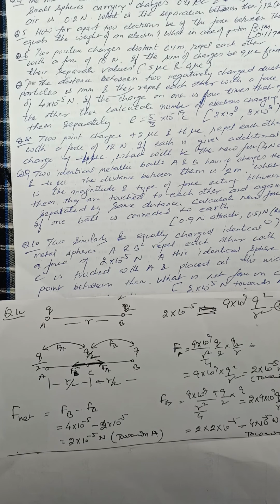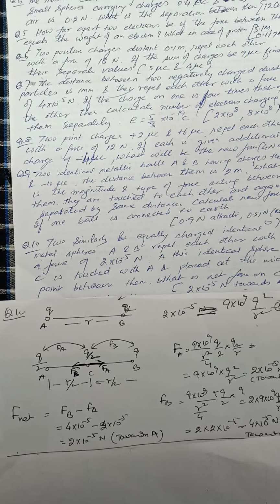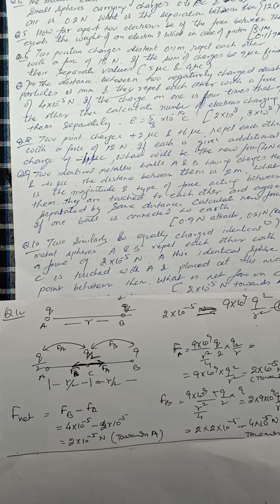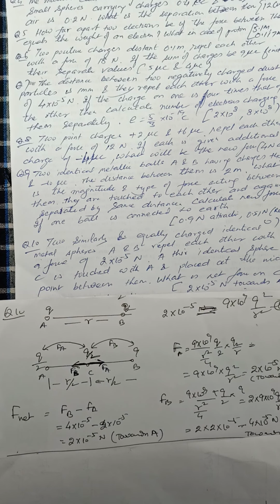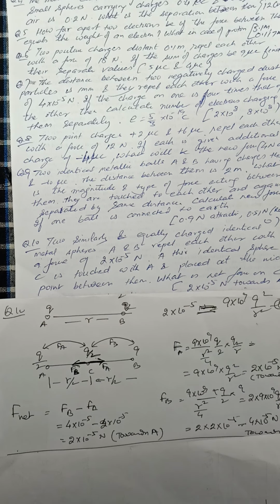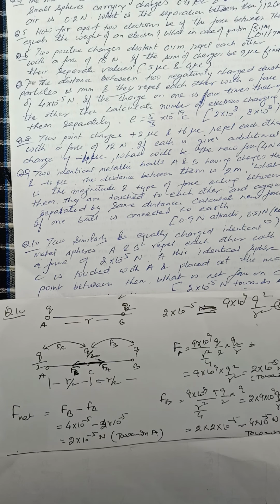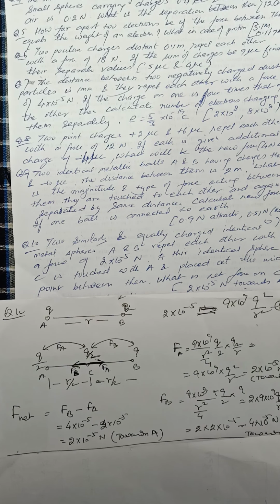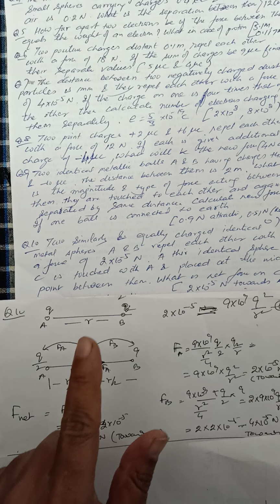Now we come to question number 10. It says that two similarly and equally charged identical metal spheres A and B repel each other with a force of 2 into 10 power minus 5 Newton. A third identical sphere C is touched with A and placed at the midpoint between them. What is the net force on C? So now just read the first sentence. Two similarly and equally charged identical spheres A and B repel each other with a force of 2 into 10 power minus 5 Newton. This is the first diagram.